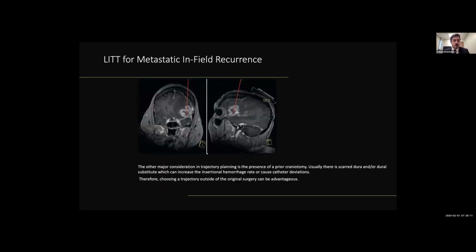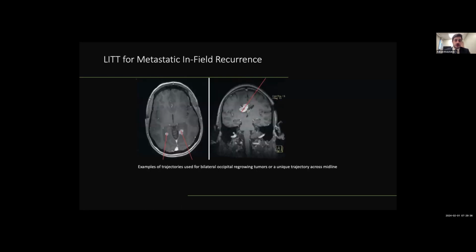This is another patient that also had a prior craniotomy. One of the major considerations is that you need to avoid craniotomy sites, because that could lead to going through scar tissue, dura, and dural enhancements, and all of that might lead to complications, including hemorrhage, which we're going to talk about in a later phase. There's another example of trajectories for a patient with bilateral occipital regrowing METs, or a patient that had a unique trajectory where we went across the midline.